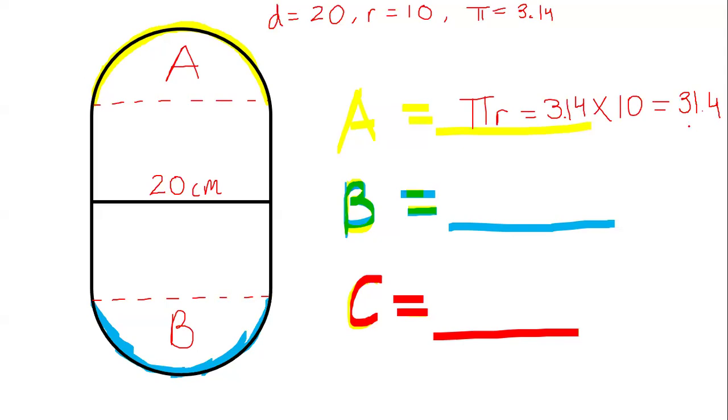Next. How about this one? It's going to be the same thing, right? 31.4. And what's going to be the sum of them? 31.4 plus 31.4 is equal to what? What would you all get? 62.8 centimeters. Yeah, 62.8 centimeters.